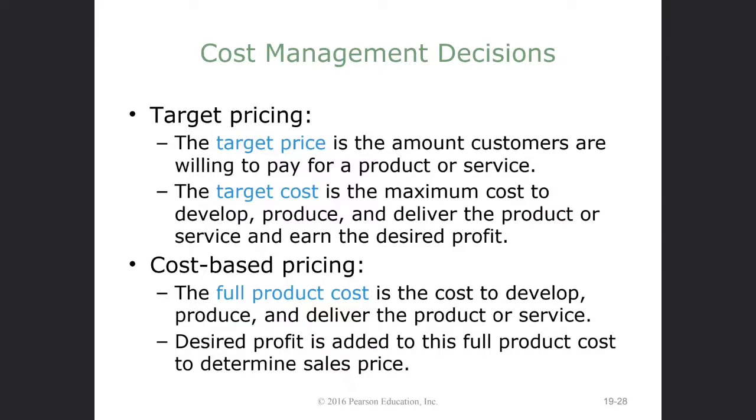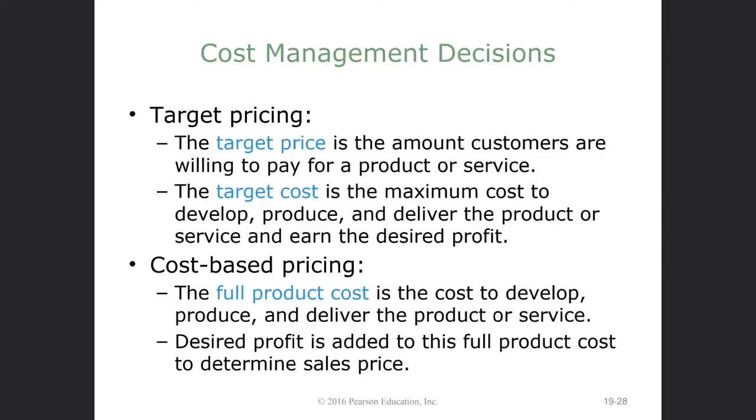Cost-based pricing is the full product cost. It's the cost to develop, produce, and deliver the product or service. Desired profit is added to this full product cost to determine the sales price.